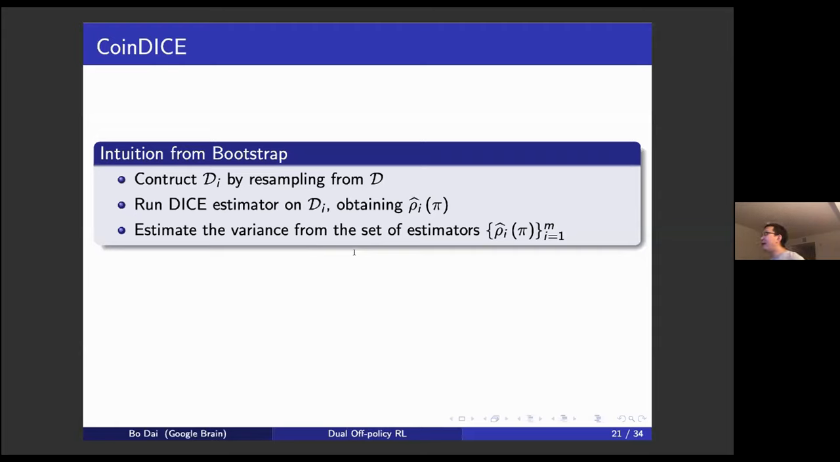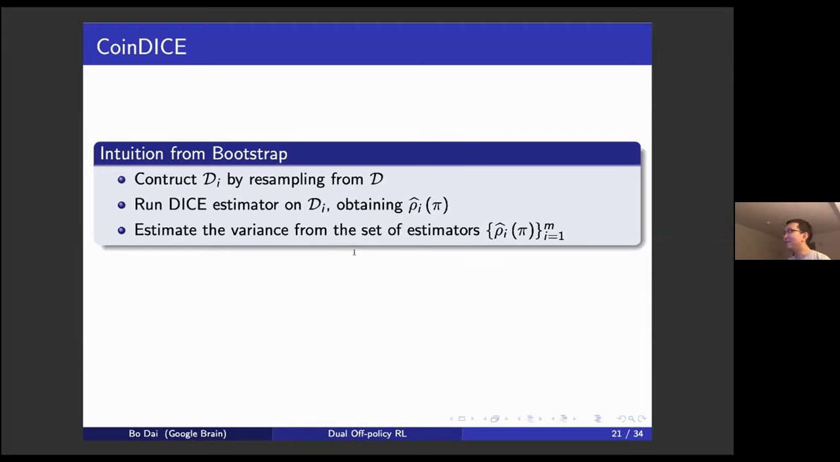One idea that came out is, okay, I can do the bootstrap. The procedure is like this. You have the data set D, and then you construct D_i by resampling from the data set. And you run the DICE algorithm only on this D_i. You repeat this procedure many times, and you will have a bunch of estimators forming a population. And you can calculate the variance based on this set of estimators.